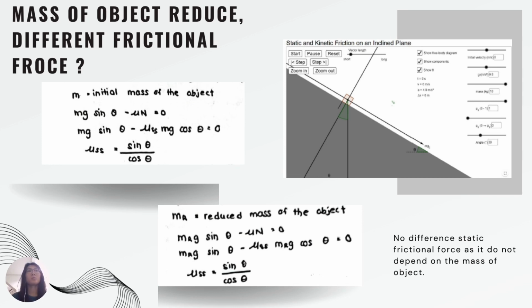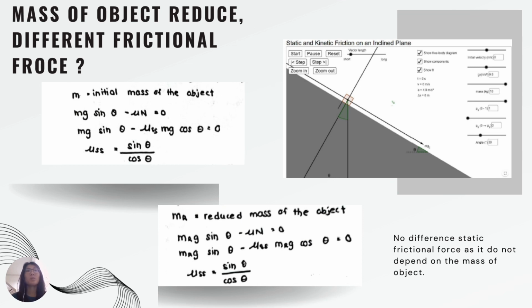If the mass of the object is reduced, is there any difference in the frictional force? First, for m, the initial mass of the object: mg sin theta minus frictional force equals 0. mg sin theta minus static friction coefficient times mg cos theta equals 0. So the static friction coefficient will be sin theta over cos theta.